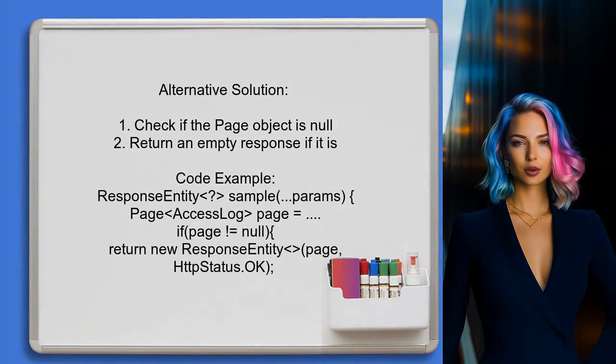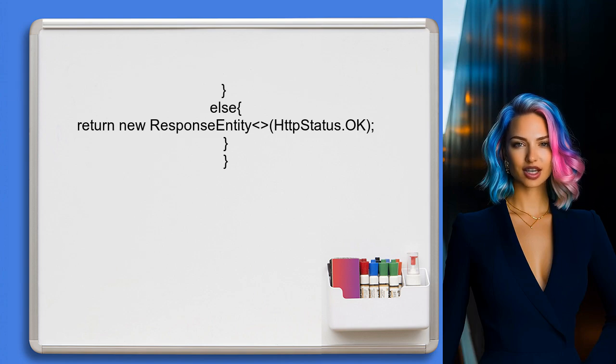An alternative approach for handling null pages in Spring Data JPA is suggested for those using version 1.5.x. Instead of returning a null page, you can check if the page object is null and respond accordingly from the controller.